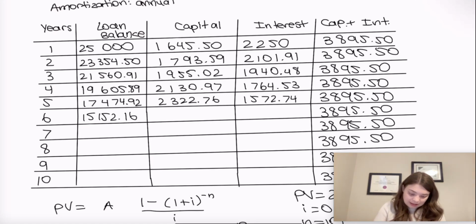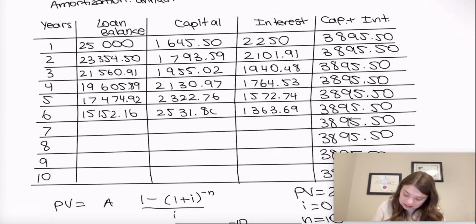Then we multiply that by 9%. So then we have $1,363.69 of interest, and then subtract that from the total payment, $3,895.50. And we get that the capital paid was $2,531.80. And then we subtract that capital from our loan balance, so 15,152.16. And that's going to be, now we only owe $12,620.35.